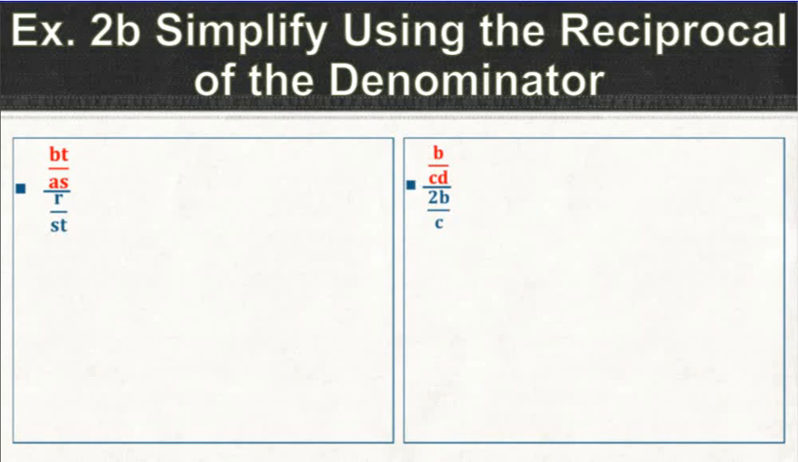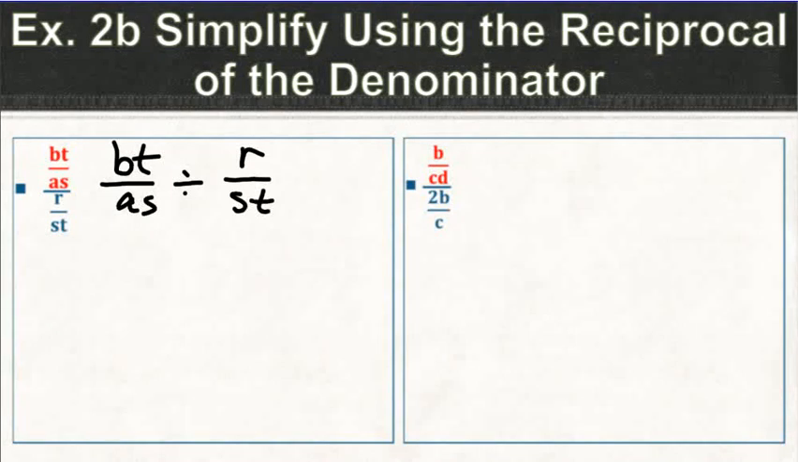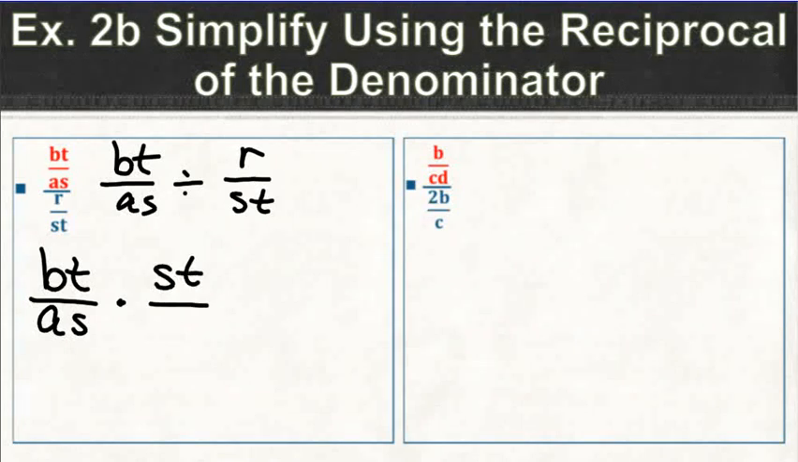BT divided by AS. That whole fraction there, I'm dividing by the fraction of R over ST. When I divide by a fraction, again, I multiply by the reciprocal. So I have BT over AS times the reciprocal of R over ST, which is ST over R.